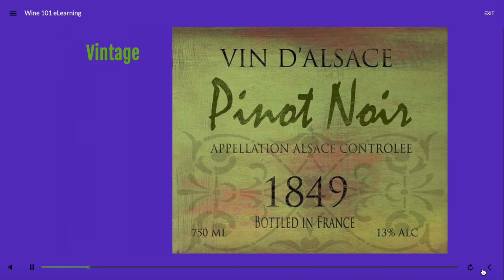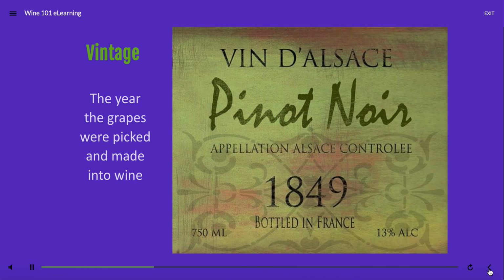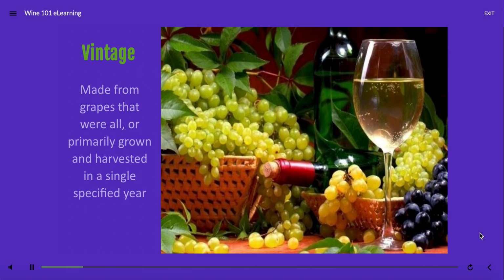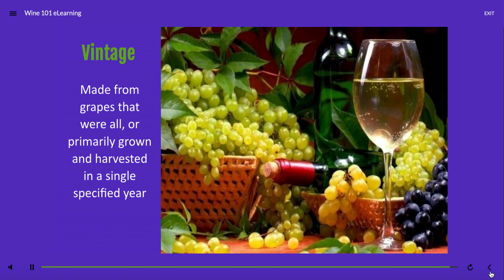When you see a vintage year listed on the label, it represents the year the grapes were picked and made into wine. The term vintage combines vinum, the Latin word for wine, and age, which implies the year it was made. A vintage wine is one made from grapes that were all or primarily grown and harvested in a single specified year. In certain wines, it can denote quality, as in port or champagne, where houses make and declare vintage wines in their best years.